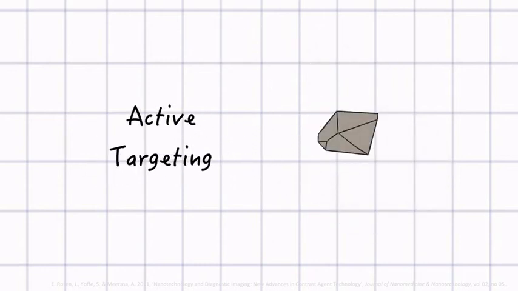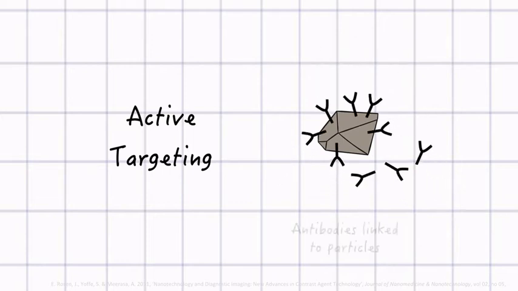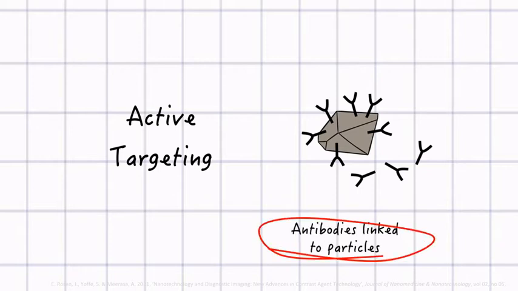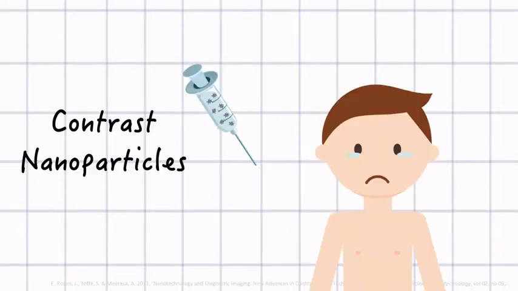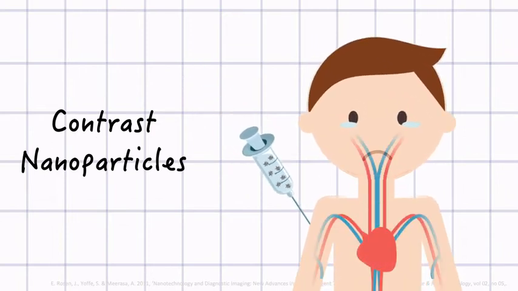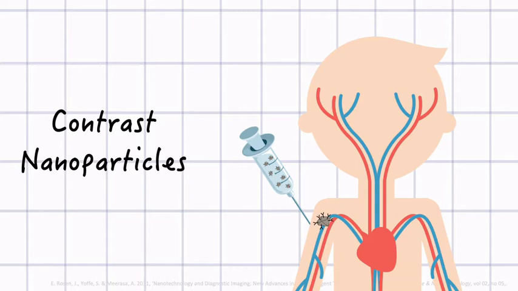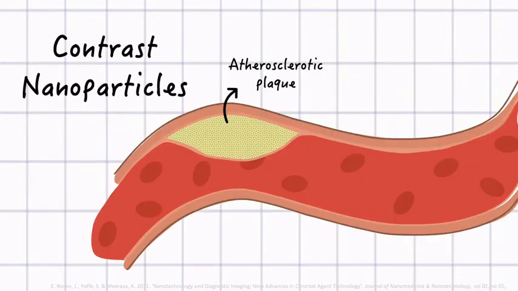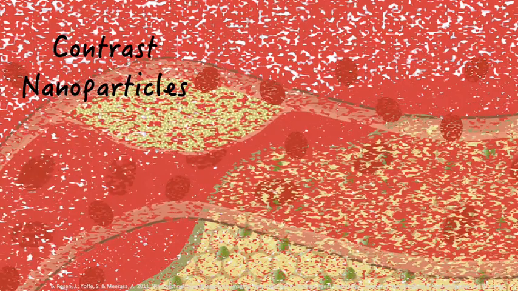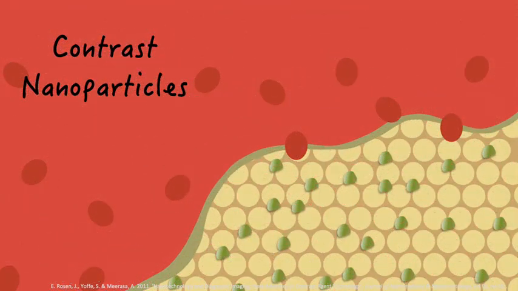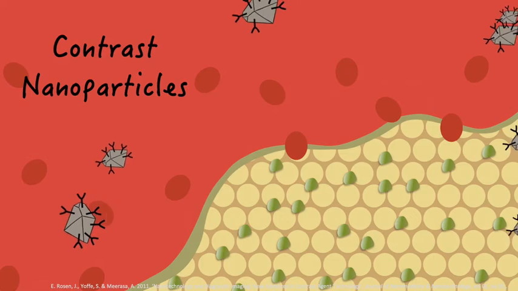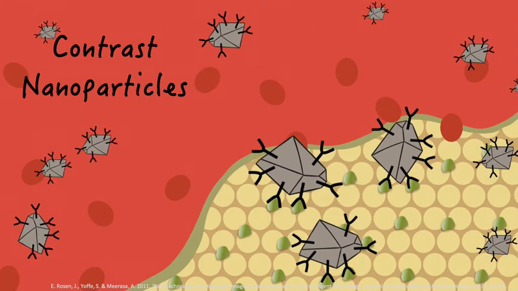On the other hand, for active targeting, nanoparticles without the ability to directly target the candidate tissues can be functionalized with a biological targeting agent, such as an antibody. For the detection of cardiovascular disease, contrast nanoparticles are introduced into the bloodstream. In this example, the particles are targeted towards proteins on the surface of an atherosclerotic plaque. When the particles bind to the plaque, high loading of the particles can be achieved due to their small size.